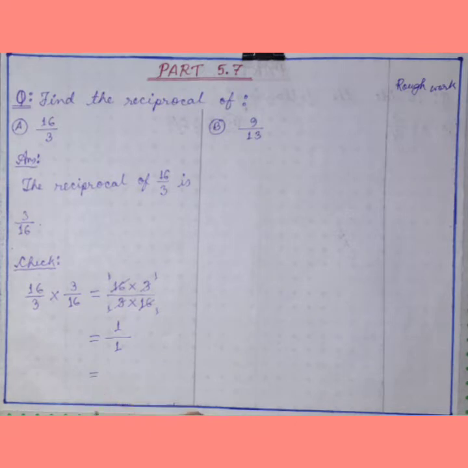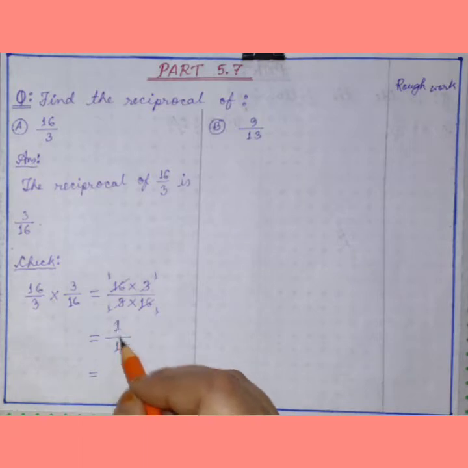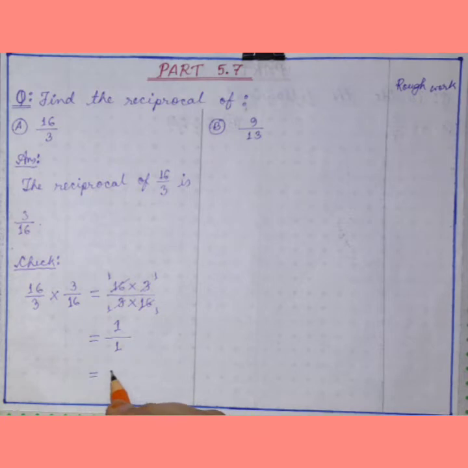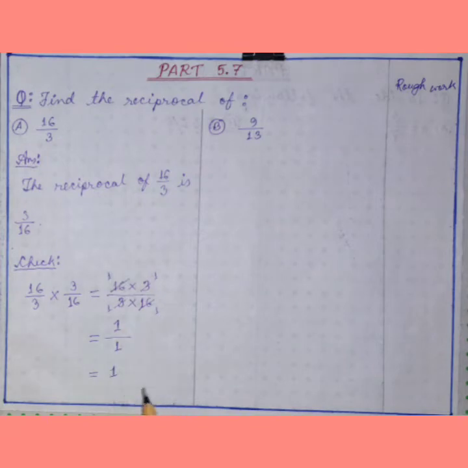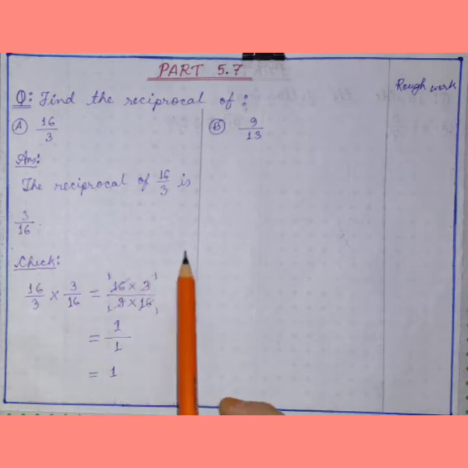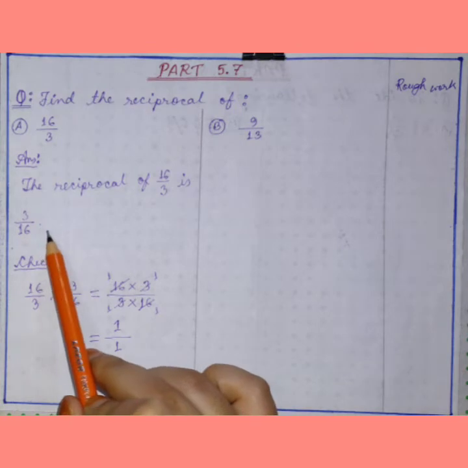When the denominator is 1, there is no need to write it. Do you remember? In case we get the denominator as 1, we write only the numerator. So here we write only 1. So what did we get? The product of the fraction and its reciprocal is 1. That means our answer is correct. All of you have understood? While writing in your classwork copy, there is no need to write this checking part. You have to write only up to here.